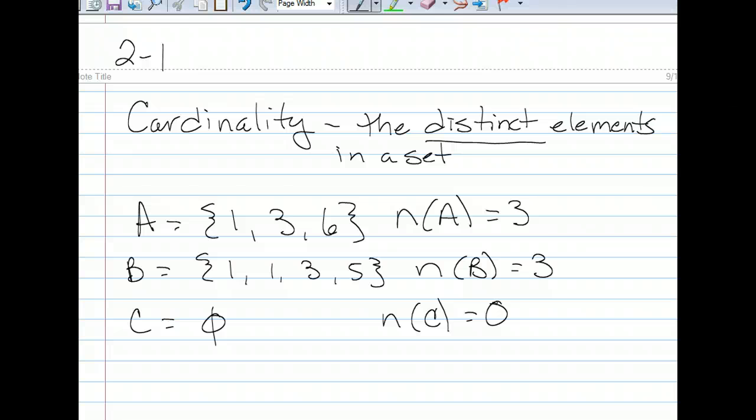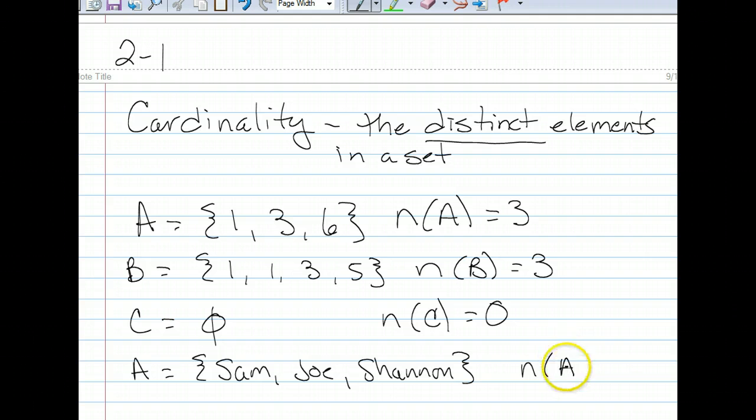Wait, is that the same one? C equals the empty set symbol? Yeah. This goes with this one. Any questions? How many elements specifically? If I said the set is Sam, Joe, and Shannon, what's the cardinality of this set? 3. Okay? So even though it's a name, that's still an element, right?